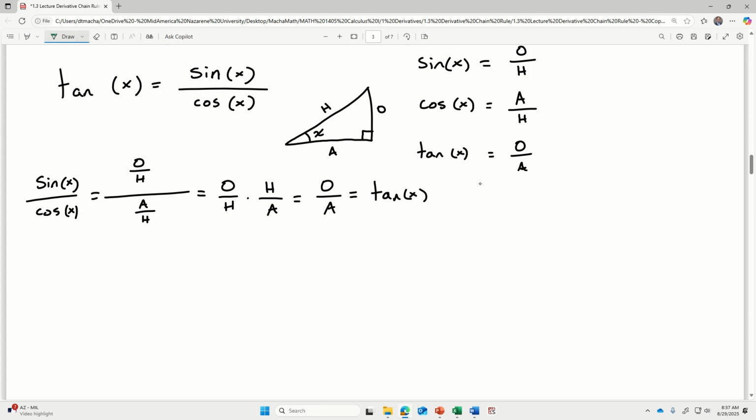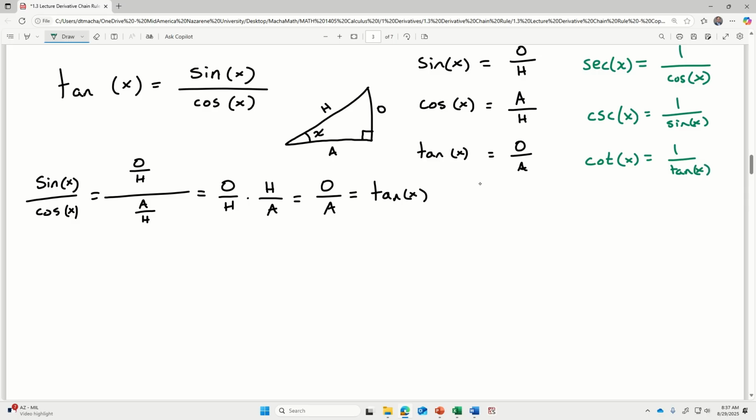Then, aside from that, what we should also know is that secant is 1 divided by cosine. Secant is the reciprocal of cosine. Cosecant is 1 over sine, so cosecant is the reciprocal of sine. And then cotangent is 1 divided by tangent, so cotangent is the reciprocal of tangent.